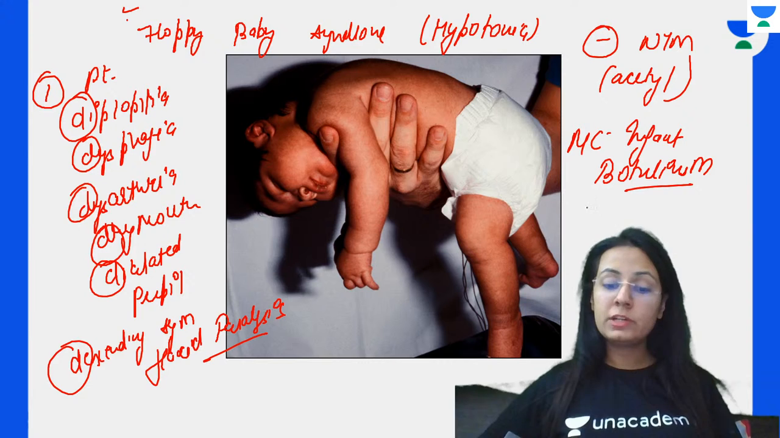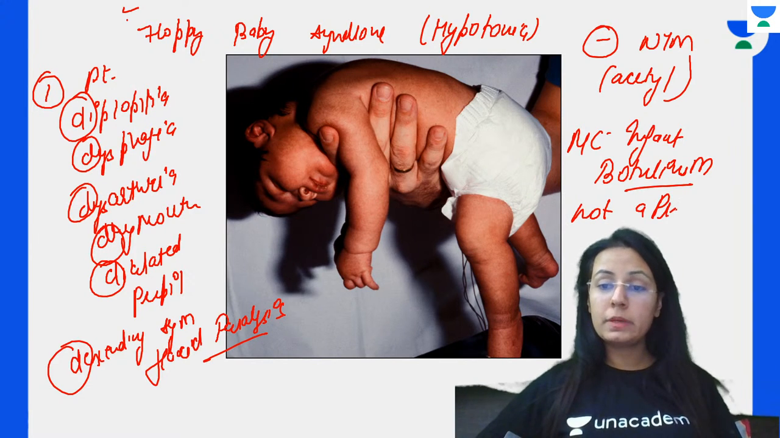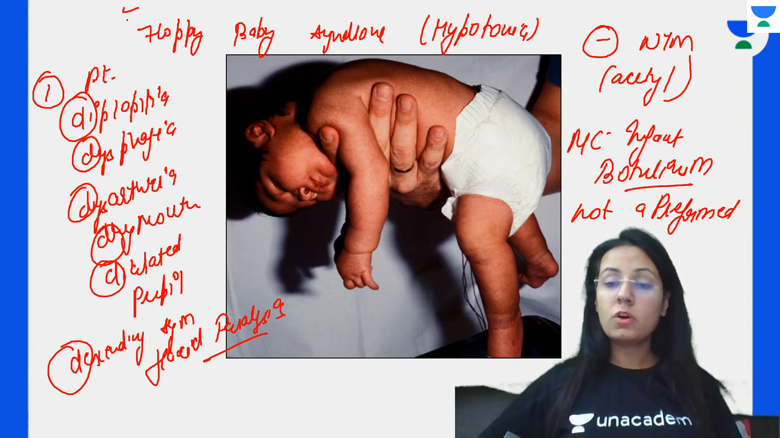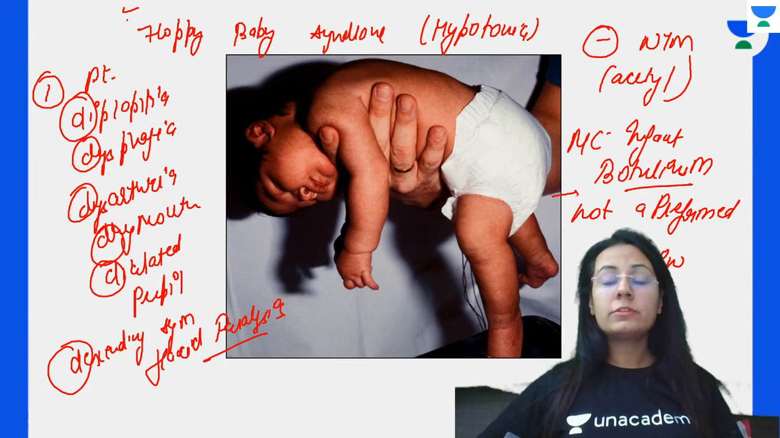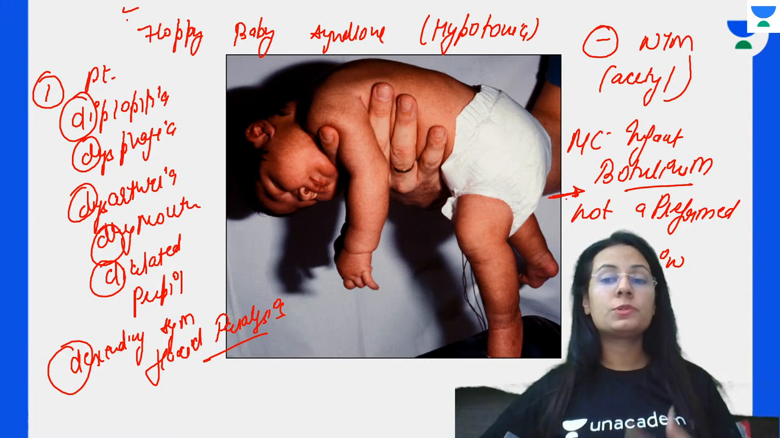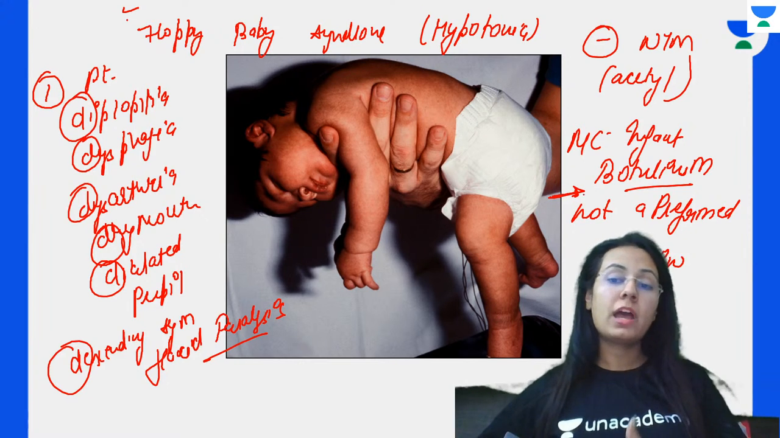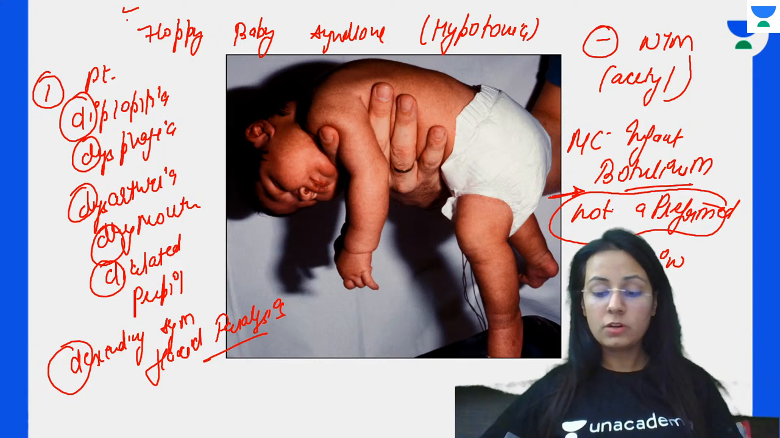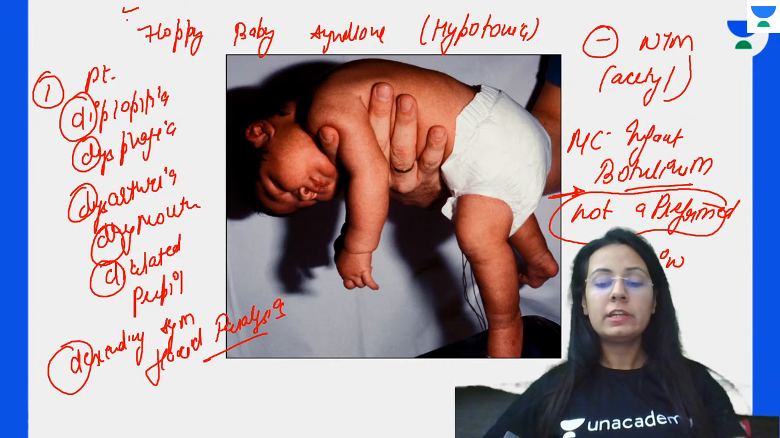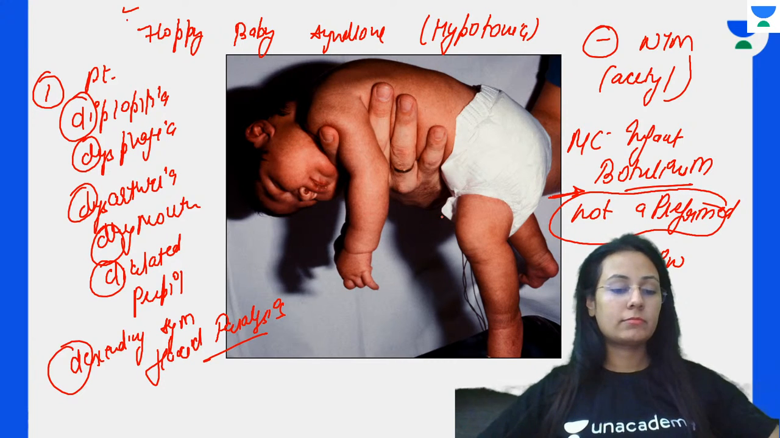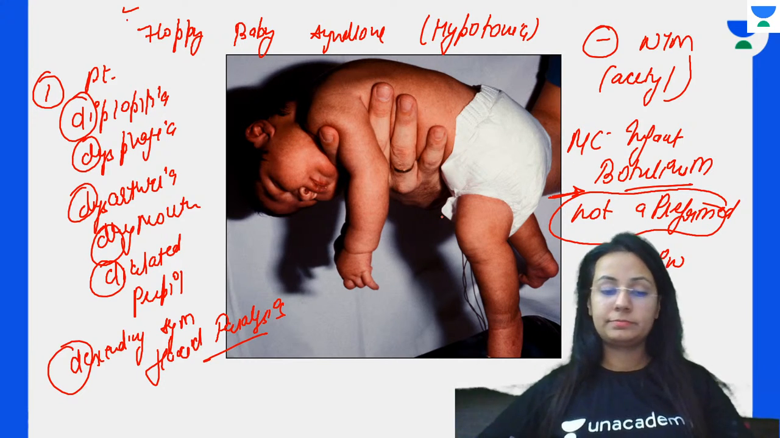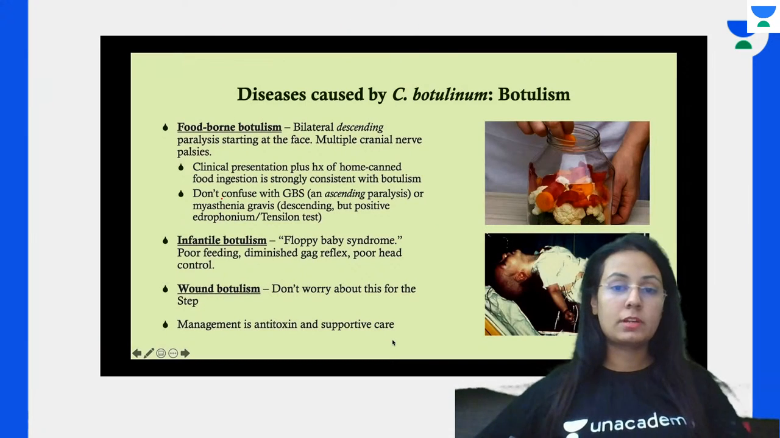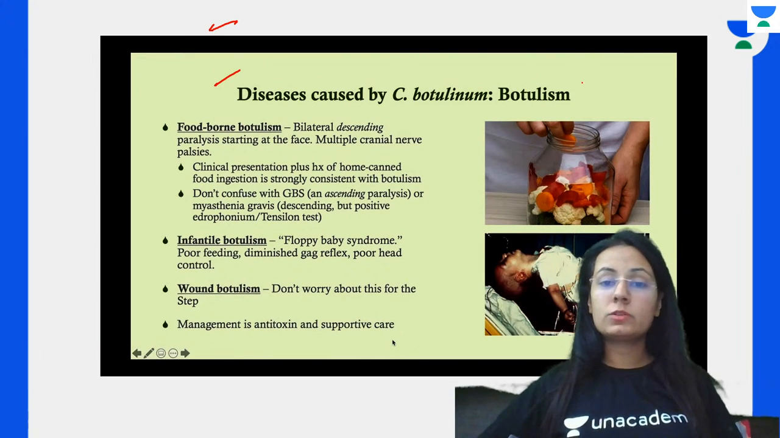The thing that we need to remember is that it is not a preformed toxin. Although food poisoning by Clostridium botulinum is due to the preformed toxin in canned food, in infant botulism the toxin is not preformed. For the treatment, we give equine-derived antibotulism antitoxin.